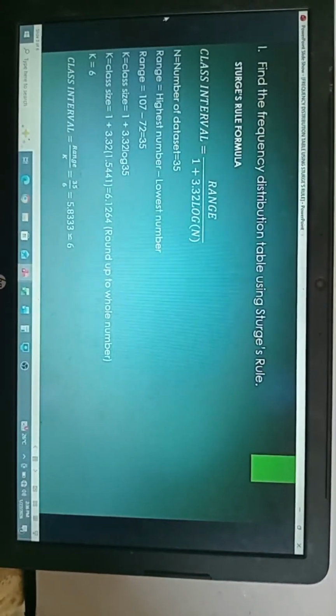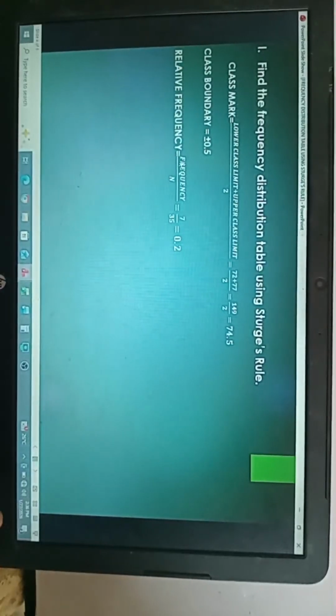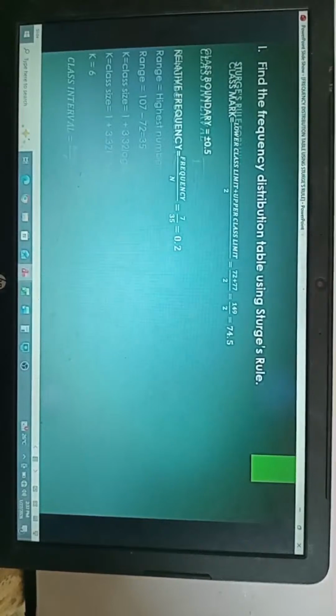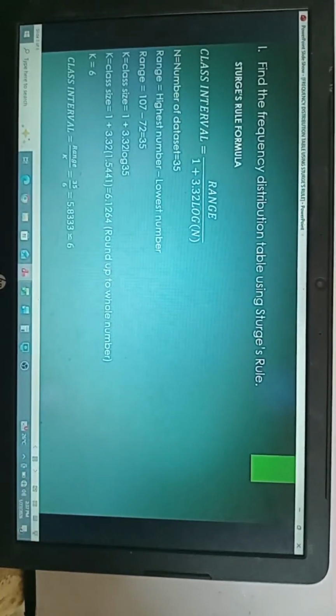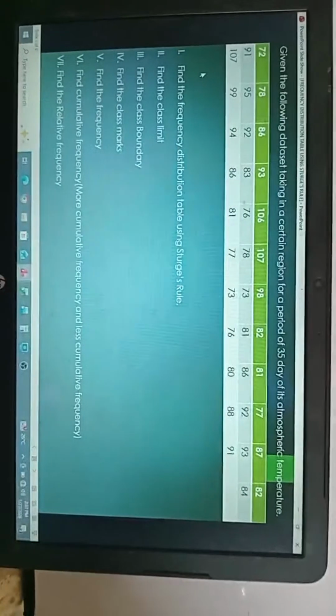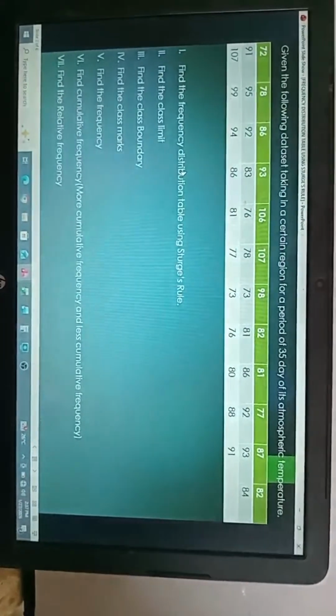Now, this is the formula for the Sturge rule to calculate our frequency distribution table. The Sturge rule goes as follows. The class interval is equal to range over 1 plus 3.32 log n. So for our data set, we are going to find the logarithm of the data set, and we were told that our data set size is 35. As you see here, they are all 35. So we are going to find its logarithm.